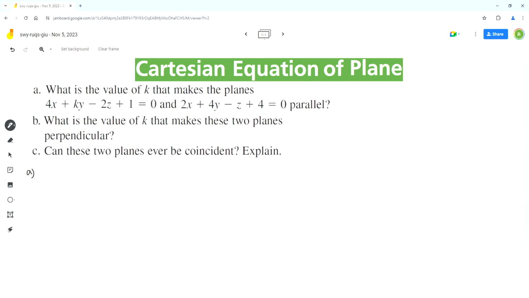Let's start by writing the general equation of a plane in Cartesian form. In this equation, a, b and c are the coefficients of x, y and z terms. They are also the components of the normal vector for this plane. Based on this, we can write the normal vectors for the two given planes.